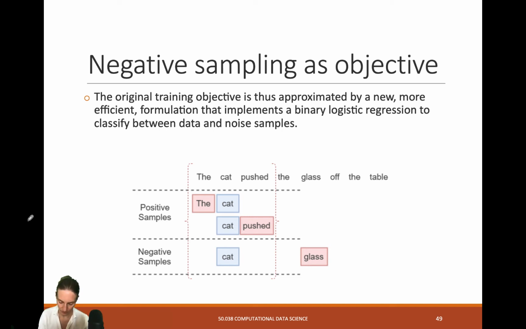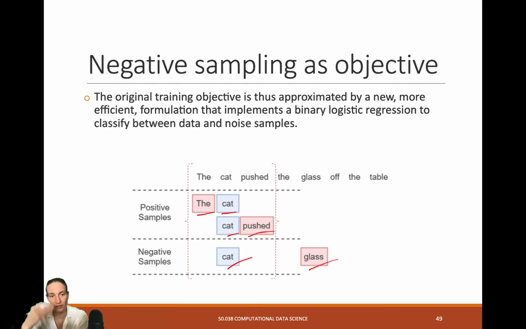That means we feed it, for instance, in this case, the and cat would be positive samples, the and pushed positive samples, but cat and glass may never occur in the same context. Okay. So if we feed it words in our new embedding into this very quick classification model, it should, based on the embedding, be able to predict if they occur together or not. Because a good embedding should represent that words that appear in a similar context have a similar meaning.